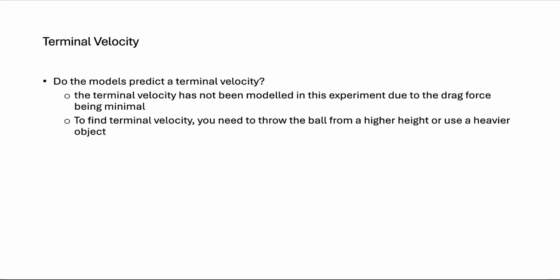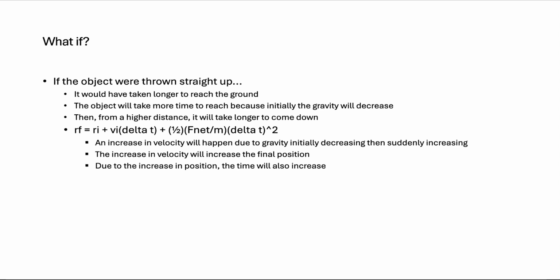Now, do models predict a terminal velocity? The terminal velocity has not been modeled in this experiment due to the drag force being minimal, and we can see this with the drag force and gravity Fnet being very similar. To find a terminal velocity, you need to throw the ball from a higher height or use a heavier object. Now, what if the object were thrown straight up? It would have taken longer to reach the ground.